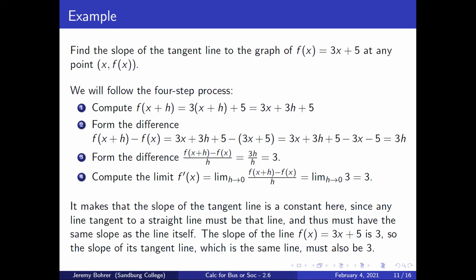Finally, we compute the limit. f prime of x equals the limit as h approaches 0 of f(x+h) minus f(x) over h, which is equal to the limit as h approaches 0 of 3, which is 3. It makes sense that the slope of the tangent line is a constant here, since any line tangent to a straight line must be that line, and thus must have the same slope as the line itself. The slope of the line f(x) equals 3x plus 5 is 3. So the slope of its tangent line, which is the same line, must also be 3.